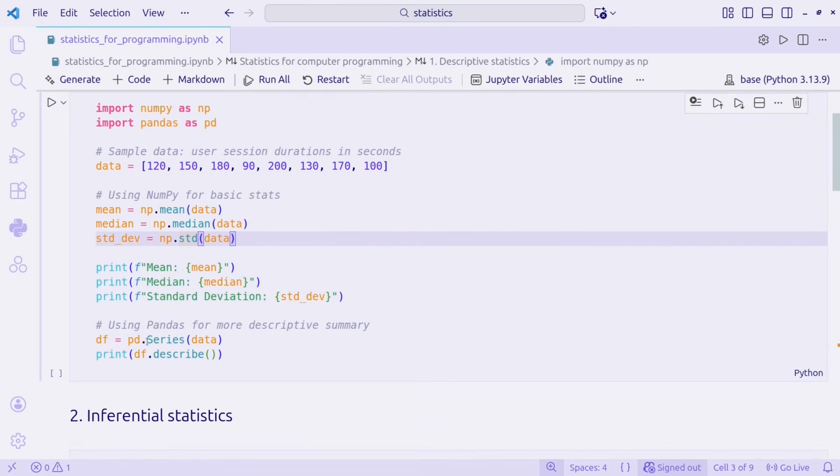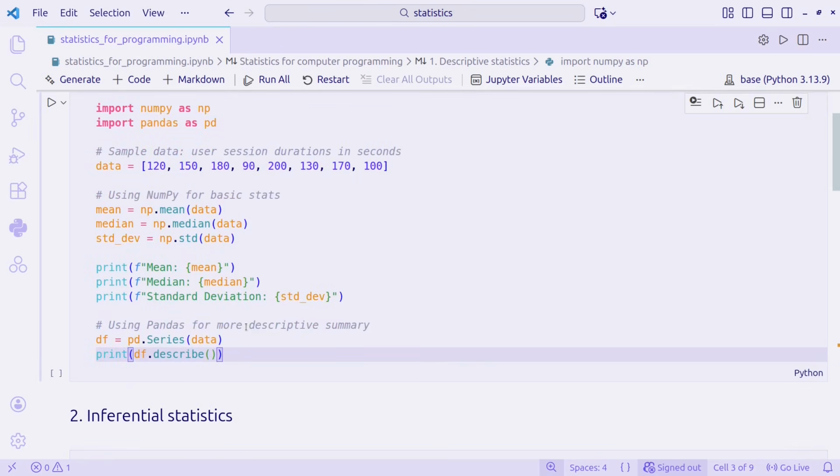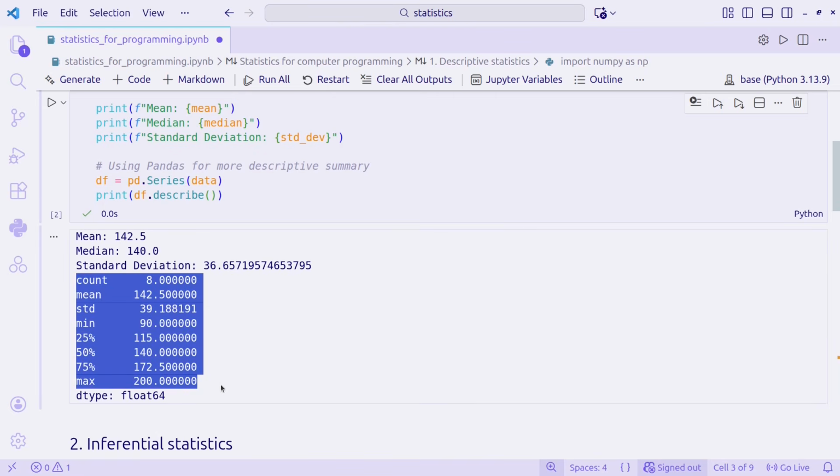And then I can use the Series function coming from pandas to create a data frame for my data. And in the data frame, I'm able to use the describe function so that I'm able to show the descriptive summary of the data. So let me try to run the program. Yes, you can see the mean, standard deviation, and the median. And this part is about the descriptive summary coming from pandas, okay?